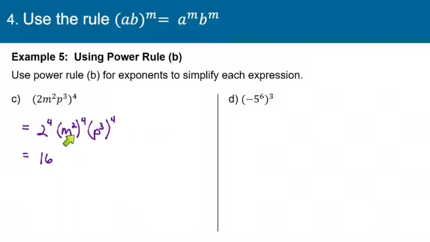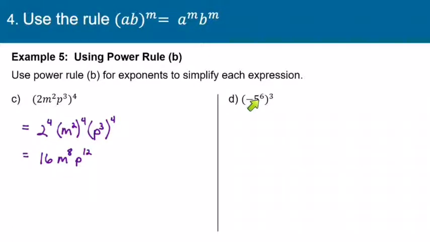Now here on m squared raised to the fourth, we'll need power rule A. So remember, anytime we have a power raised to a power, we multiply the exponents together. So that's going to make m to the 8th. And the same thing here with p to the third raised to the fourth, that's going to make p to the 12th. And now let's look at part D.